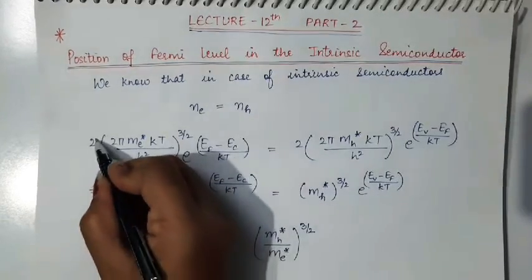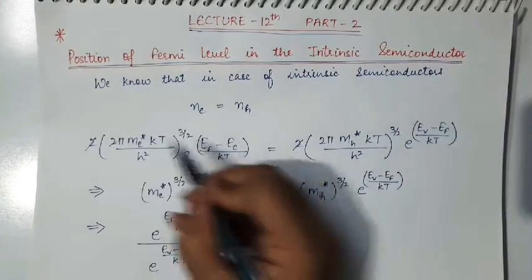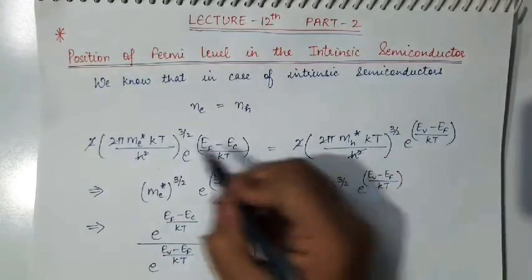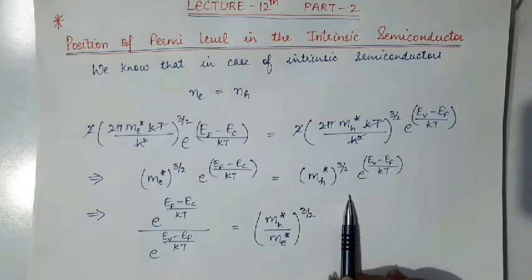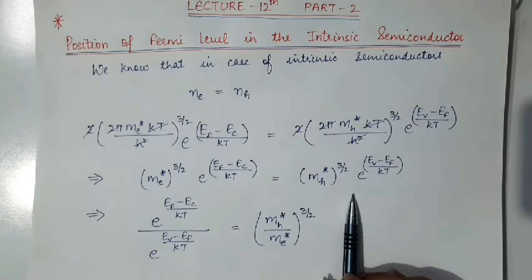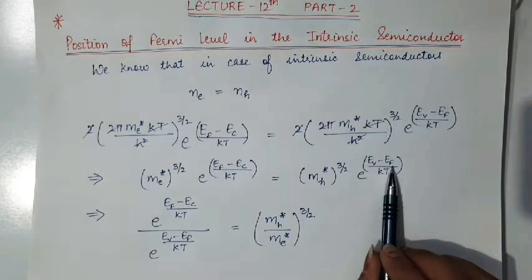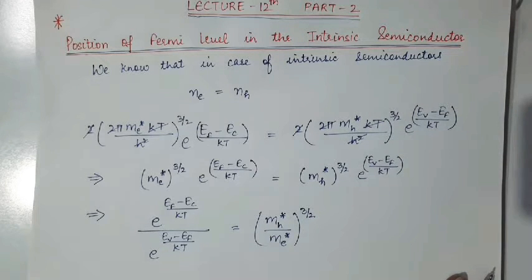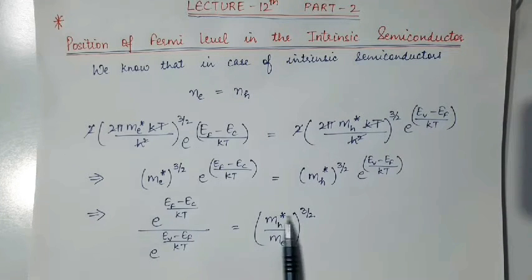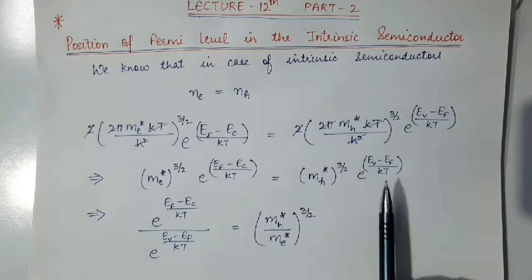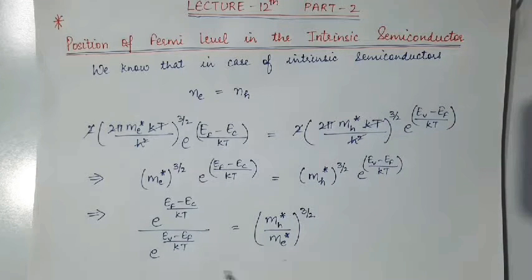Here this 2 will be cancelled out, this 2 pi will be cancelled out, this h square will be cancelled out, and this kT will be cancelled out, and we're left with these 4 terms. From this equation, what we have to calculate is the Fermi energy or Fermi level, that is EF. So we have to keep EF on one side and all the other terms on the other side. For that we'll do some calculations. Now move this term to this side, it will move to the denominator, and move this term to this side. So we will get this equation.